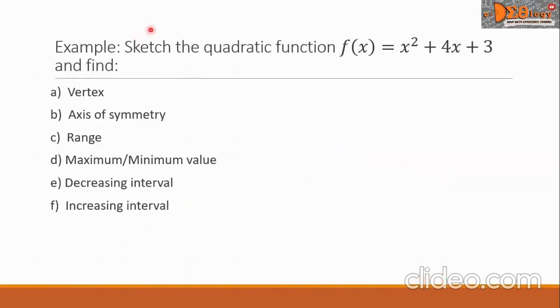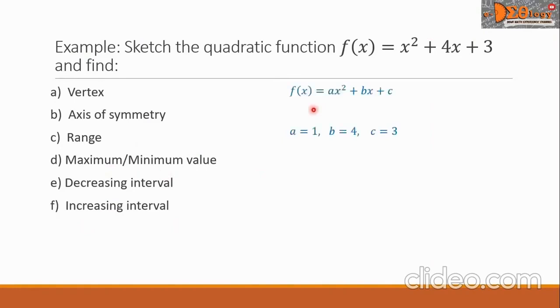Let's have an example. Sketch the quadratic function f of x equals x squared plus 4x plus 3, and find the following: a. Vertex, b. Axis of symmetry, c. Range, d. Maximum or minimum value, e. Decreasing interval, f. Increasing interval.